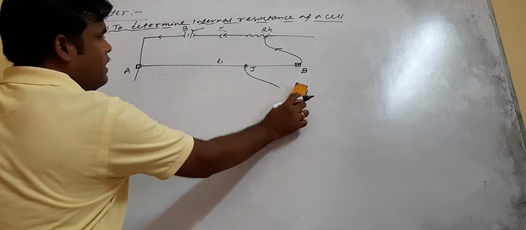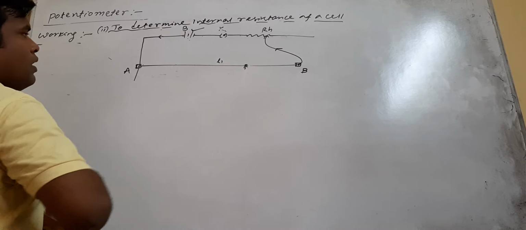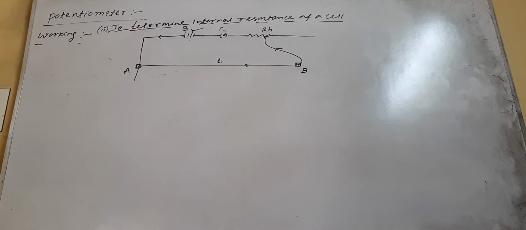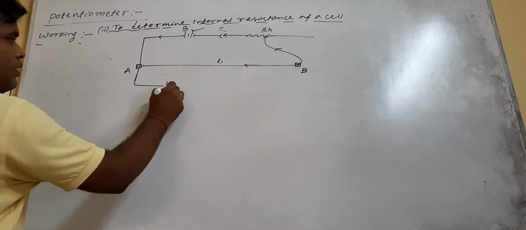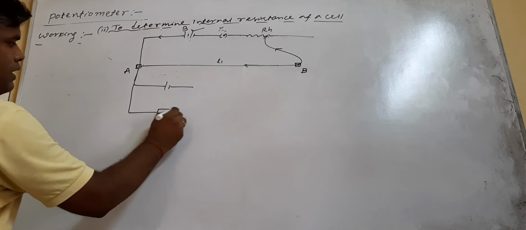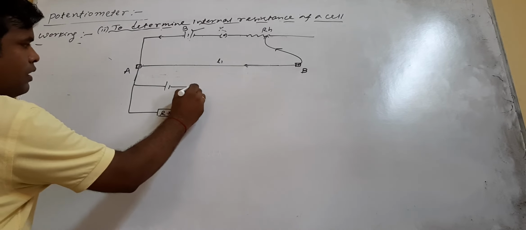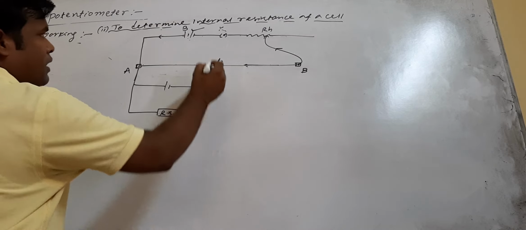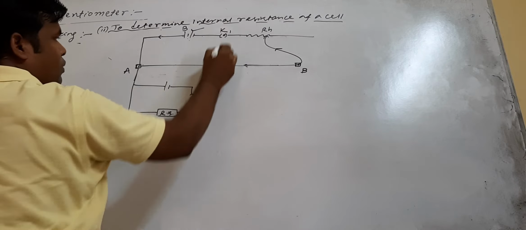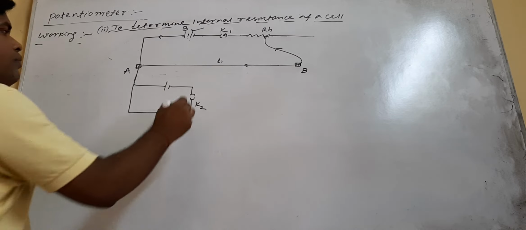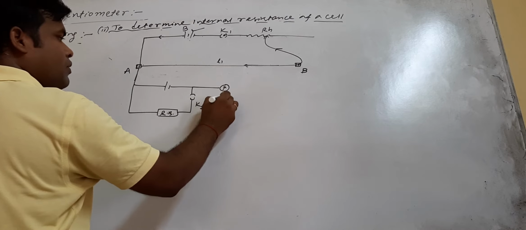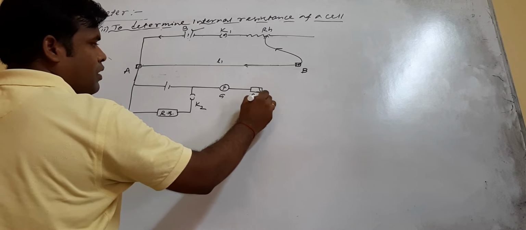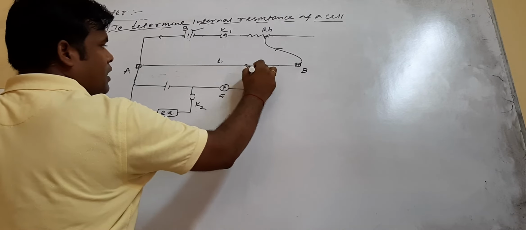The auxiliary circuit remains the same, only we have to change the secondary circuit. Here is the resistance box connected parallel to the secondary cell. Name this key K1 and this one K2. Here is the galvanometer, here is the resistance box, and this is the jockey.